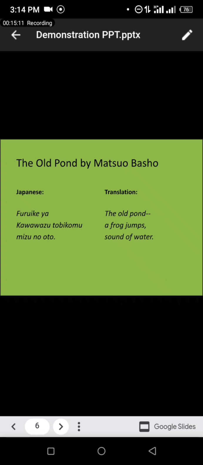So Basho provides symbols. In the poem that we have right now from Basho, I think the symbols could be the pond, the frog and the water. Of course, these are from our mother nature, so they symbolize our mother nature. I think that's all for this first poem.